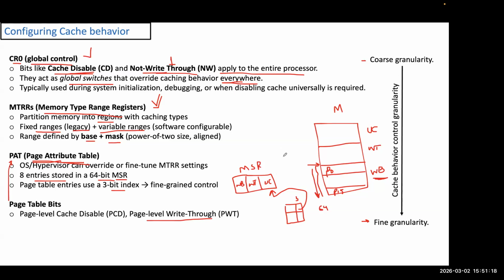What could happen to system performance if caching is disabled using CR0? Anyone who wants to answer this one? Come on, guys, it's your chance to answer, put it in your class participation form and get points. Would it reduce performance? Yeah, but why?